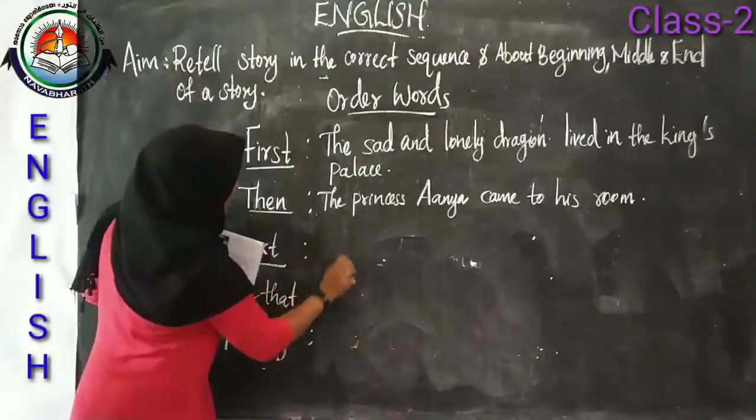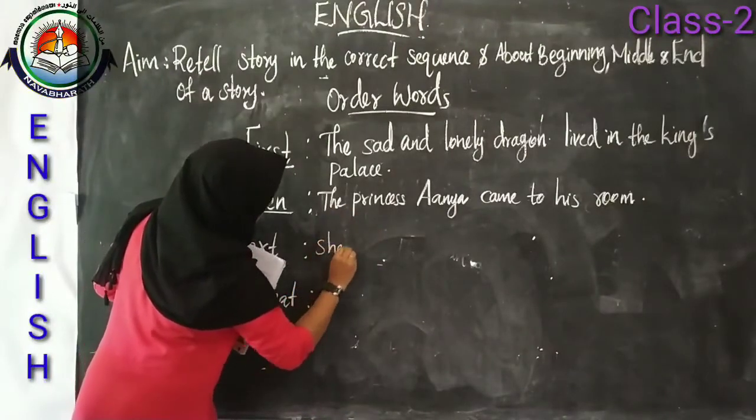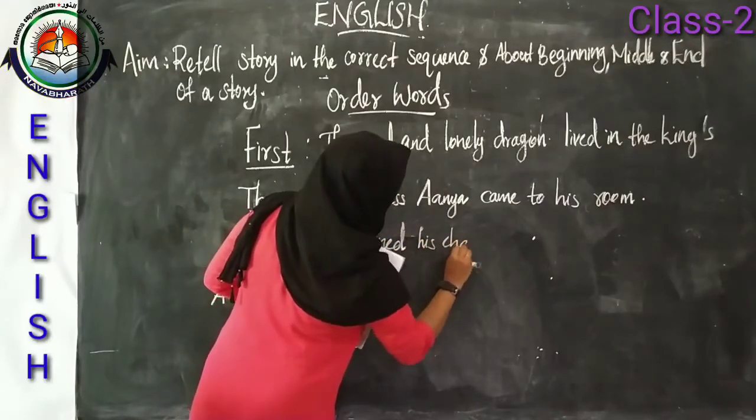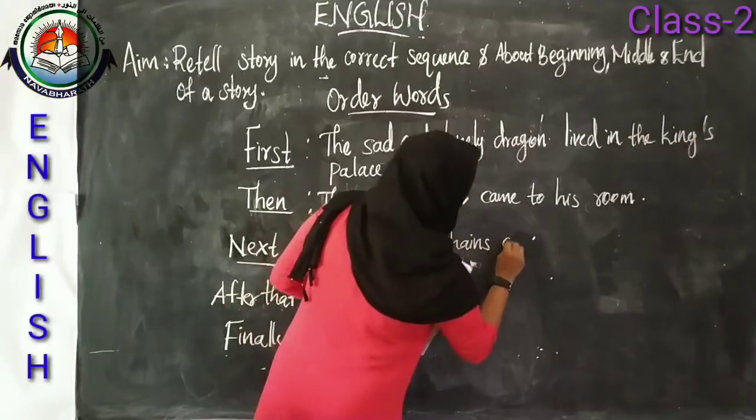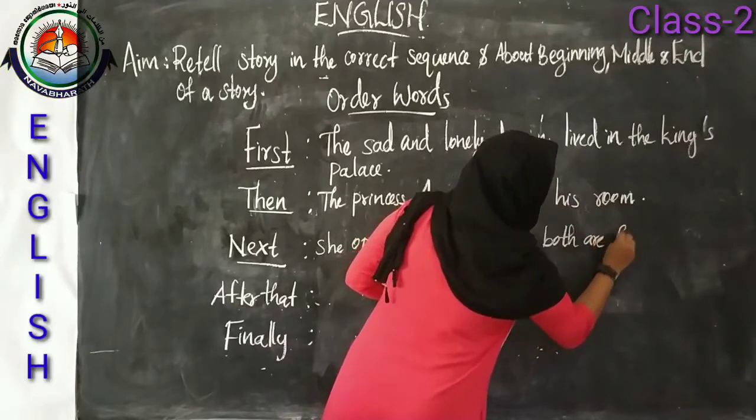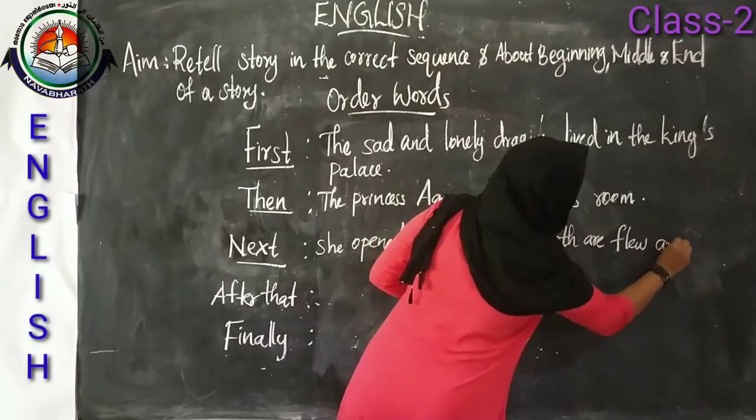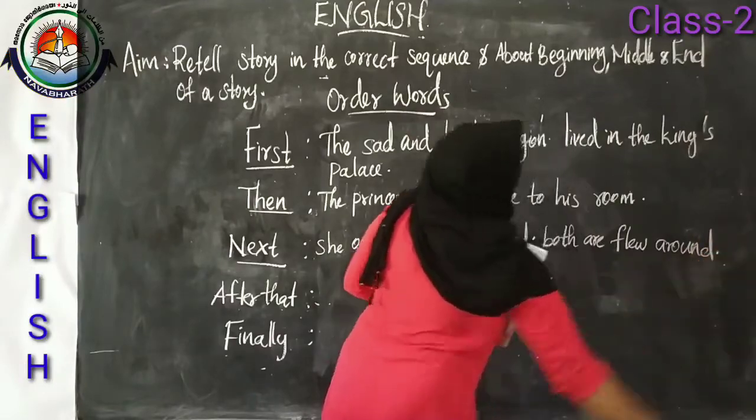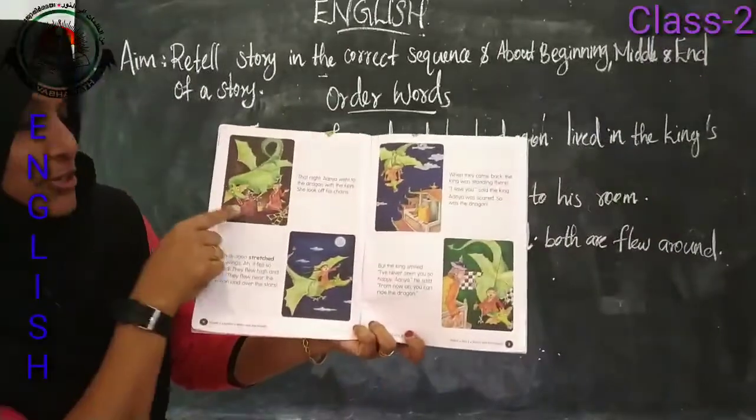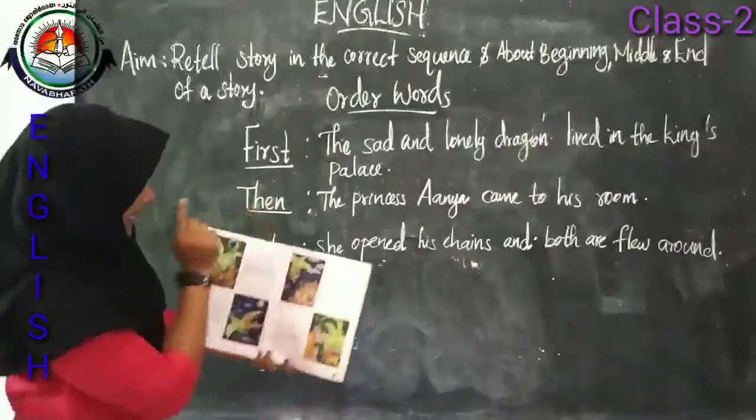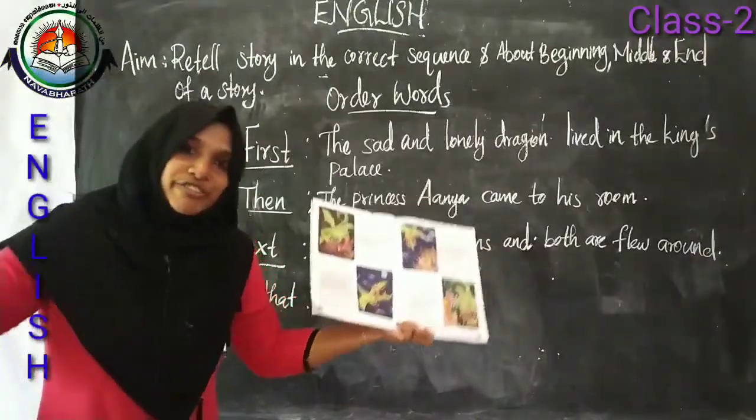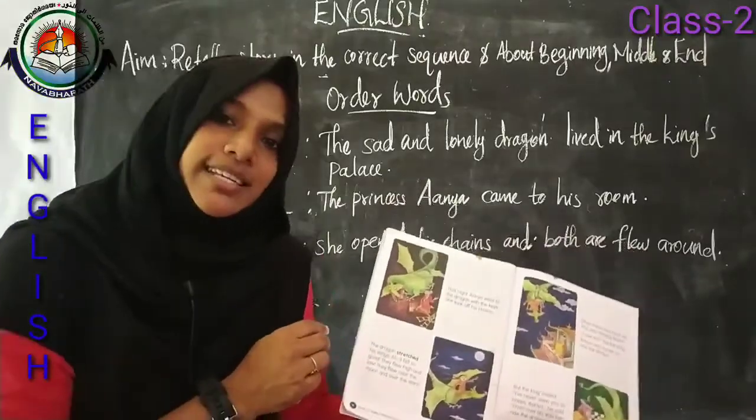So next, what is the thing? Yes, it is. She opened his chains, and both flew around. Yes, as we can see in this picture, Anya is happy and the dragon is happy. So Anya opens his chain and they both flew all around in the cities.